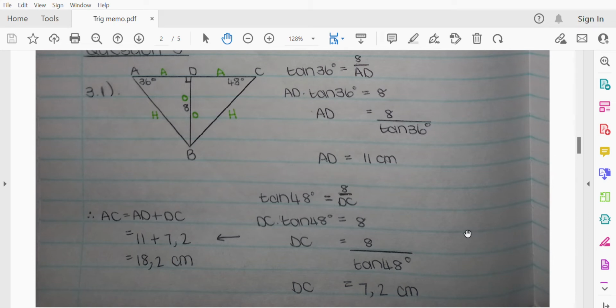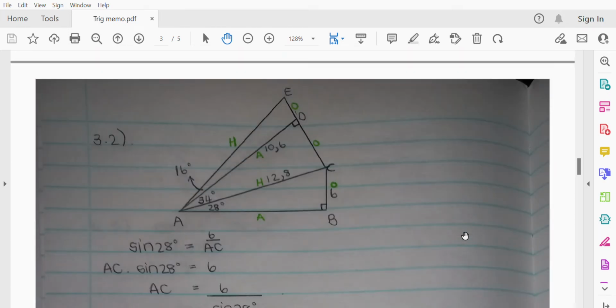Okay, 3.2. Kan ek maar skip? Anyone still copying? Okay, klaar? Tracy? Okay. Goed, at 3.2.